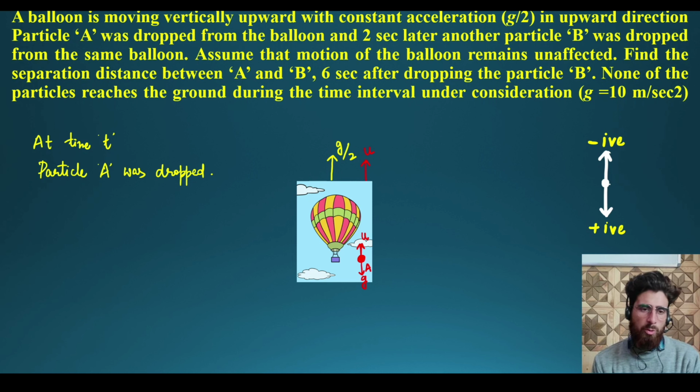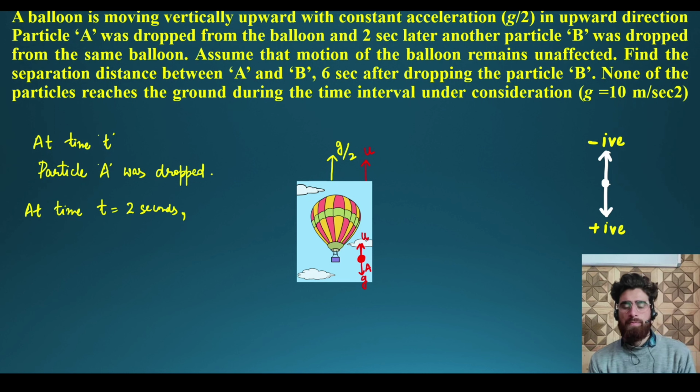But what's going to happen in 2 seconds? In those 2 seconds, the balloon will travel in the upward direction and the particle A is going to fall in the downward direction. So there will be this separation between the balloon and the particle. So how much have the balloon and the particle A separated in 2 seconds? We will first figure out that. Then we will see that at time t equals to 2 seconds, the particle B was also dropped. Don't forget that. So what's the separation between A and B?